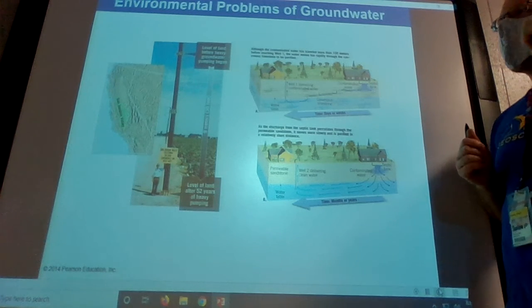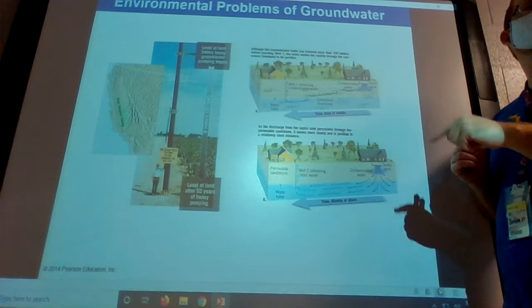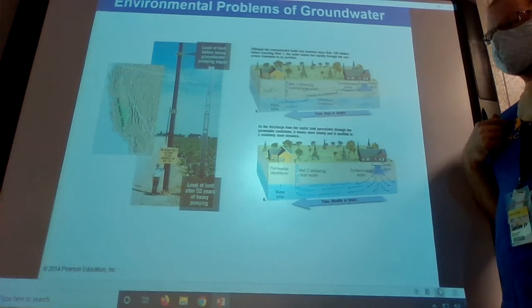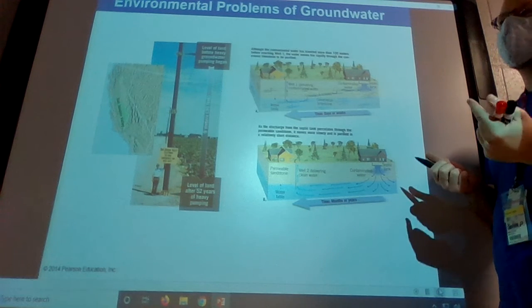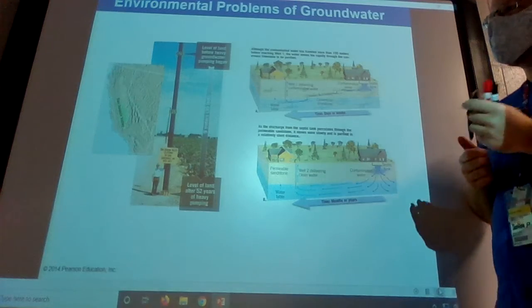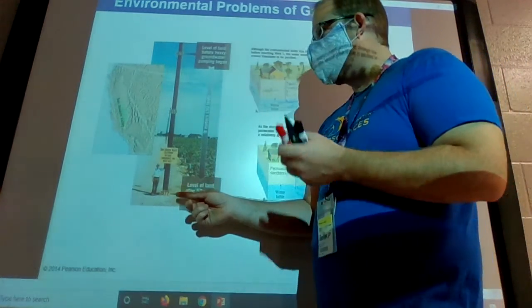Here's an important thing. This is subsidence. This is problems when we as humans overpump groundwater and take too much out. And this picture is actually really crazy.